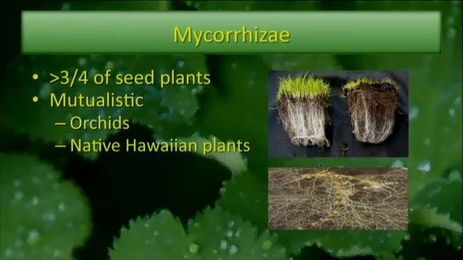Other plants that benefit from this mutualistic association are native Hawaiian plants. I can't think of a single native Hawaiian plant that doesn't have some associated fungus that it needs in order to grow optimally.